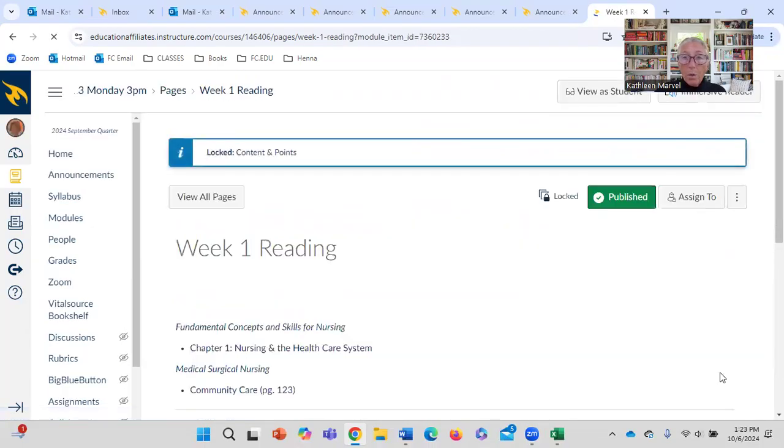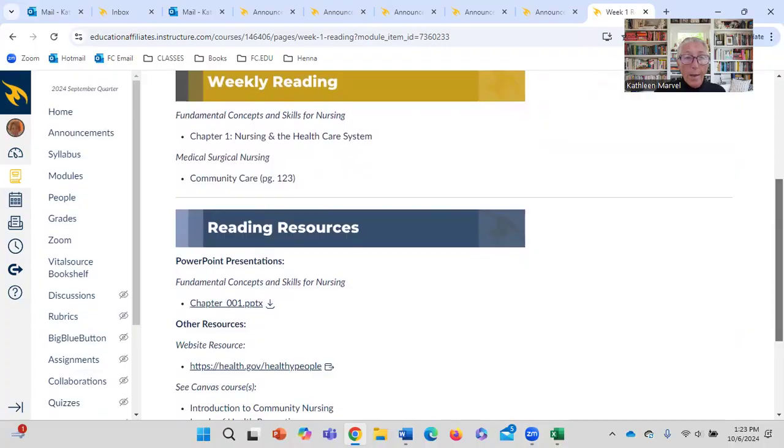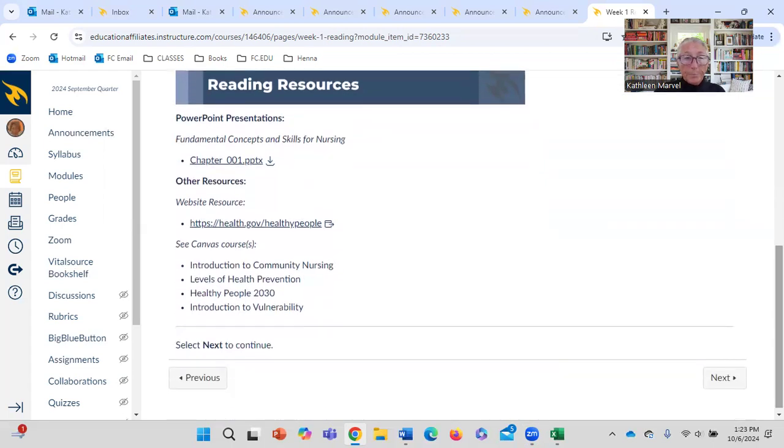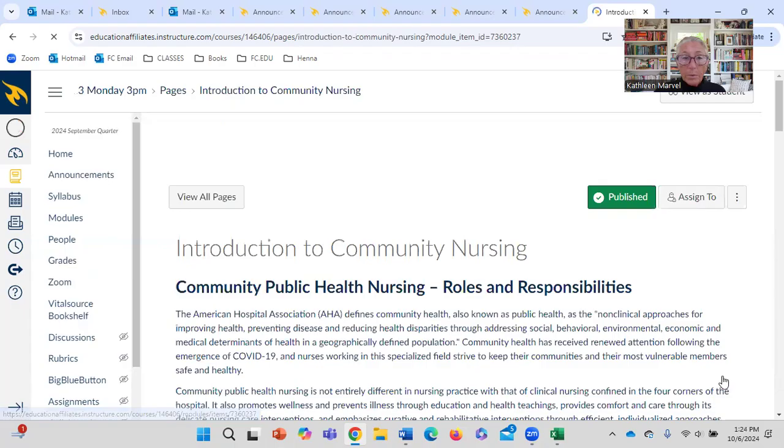So you had some book reading this week. You had chapter 1 from your Fundamentals book, chapter 1, Nursing and Health in the Healthcare System. And then you had a page in the Med-Surg Nursing, your Community Care, on page 123. Here you have your Healthy People 2030 website, which you need to go through. And then I want to give a brief overview of these Canvas courses. So let's start with our first concept to be covered, Introduction to Community Nursing.